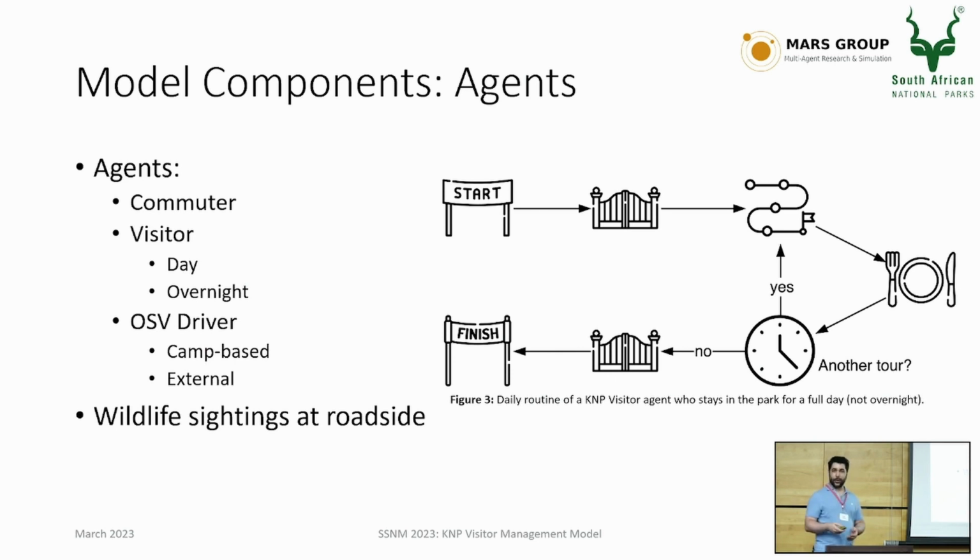And of course, we also have OSV drivers, and there we distinguish between the camp-based ones and the external ones who come into the park to do their tours. Finally, we also need to have wildlife sightings in the model for visitors and OSV drivers to interact with if they can spot them. Those are events that are positioned randomly by the model along the roadside and stay there temporarily.